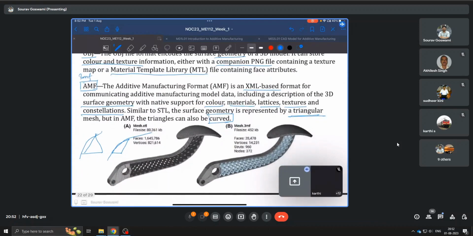Here I have included an example to actually demonstrate the difference in file sizes as well as the extra information such as color or material which is contained in an AMF file format.